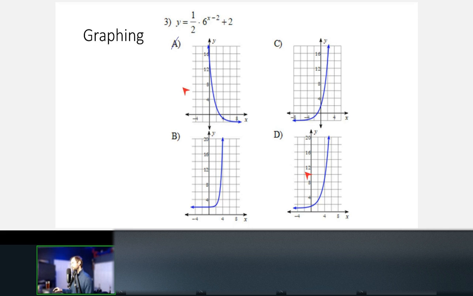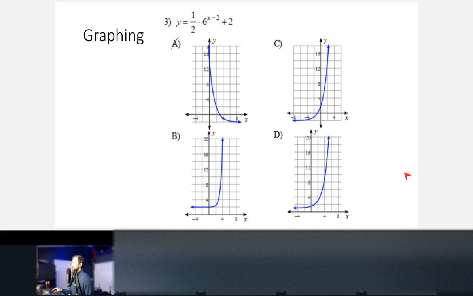Now we probably don't want to use the y-intercept. And let me tell you the reason. Because when you plug in 0, then you have 0 minus 2. So now it's 6 to the negative 2 power. 6 to the negative 2 power is 1 over 36. And then 1 over 36 times 1 half is 1 over 72. And then 1 over 72 plus 2 is a fraction I can't do in my head, which is like 2 point something or other. So you don't really want to use the y-intercept in this case because it's not easily found.